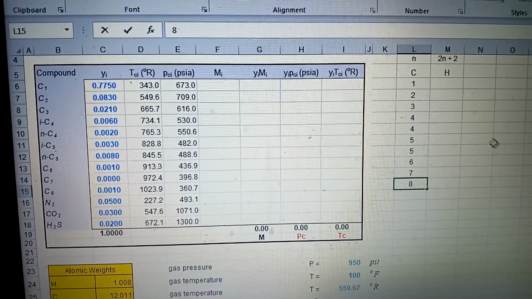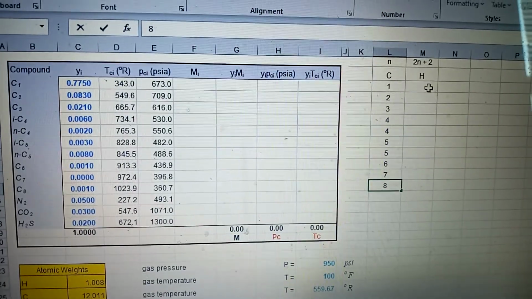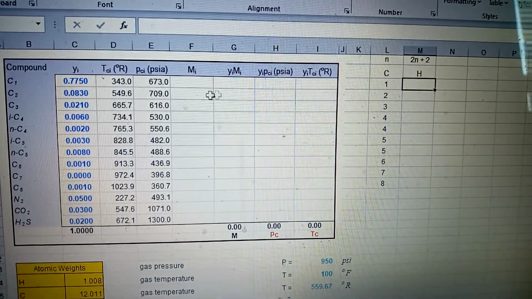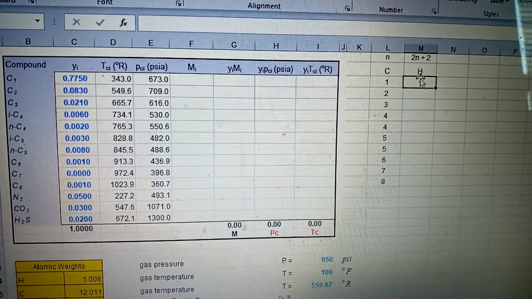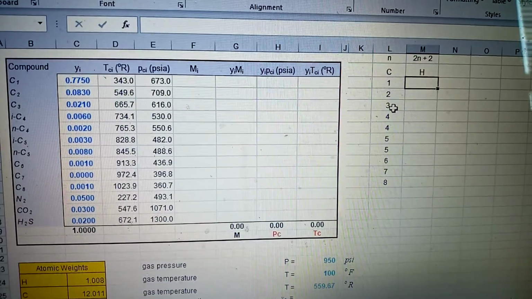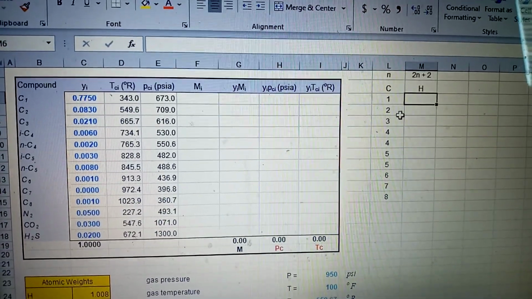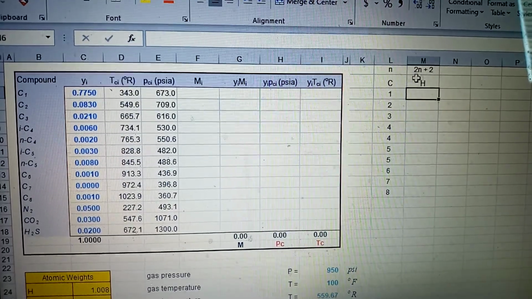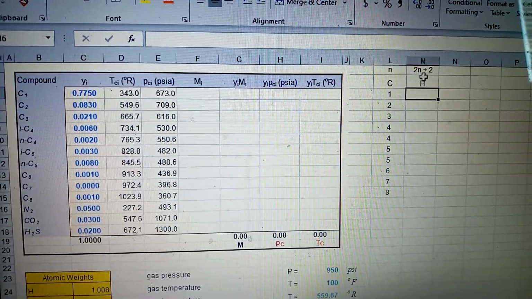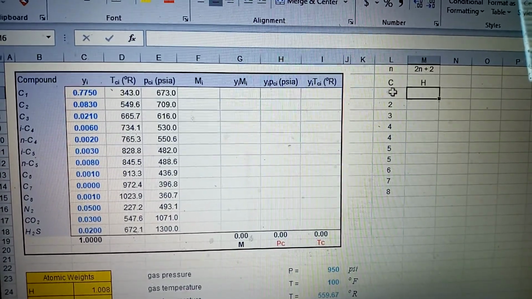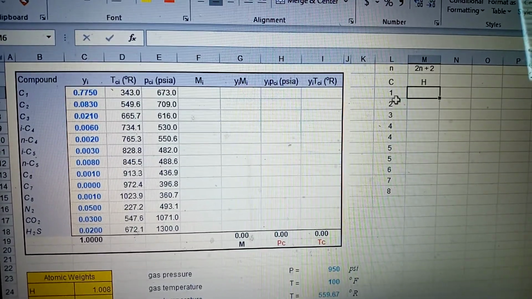The next thing is to find the number of hydrogen. You don't just type. We know that the first one, which is methane, the number of hydrogen is 4. But you don't just type it there. Let Excel calculate it for you. We know for the alkane group, the number of hydrogen is 2 times the number of carbon plus 2. You see 2n plus 2 on top there. So if I see 1, that will be 2 times 1 plus 2.